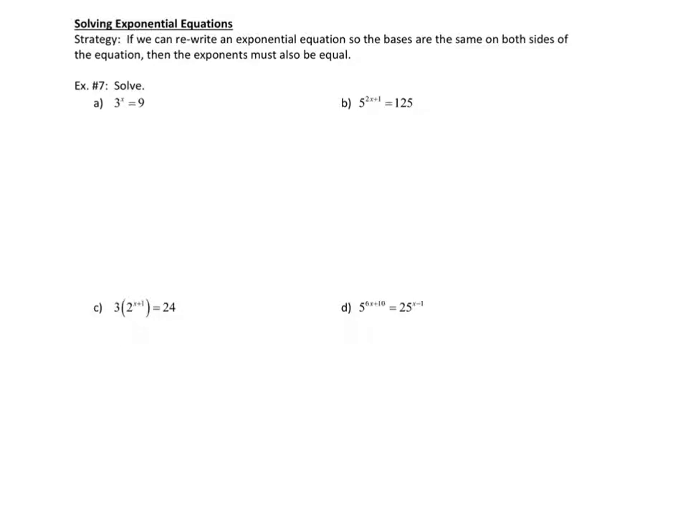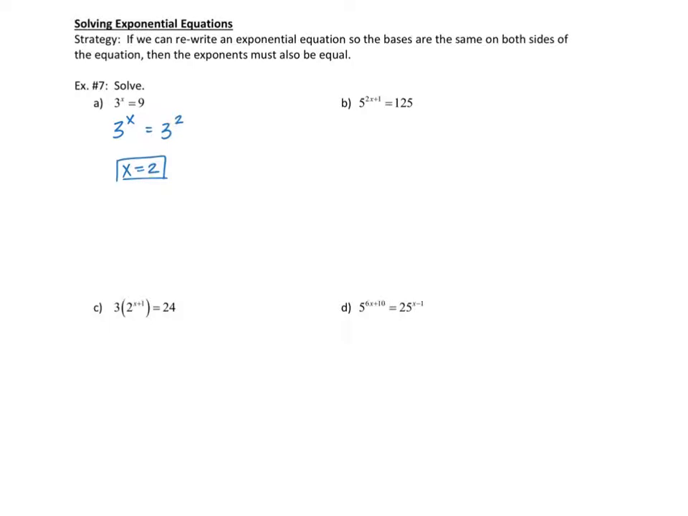Starting simple, if we have 3 to the power of x is equal to 9, we have a base of 3 on the left-hand side of our equation, and we can rewrite 9 as a base of 3 with an exponent of 2. So we could rewrite this equation as 3 to the power of x is equal to 3 to the power of 2. Because we have an equation now where the bases are the same on each side, the only way that these can be equal is if the exponents are also equal, so x must be equal to 2.